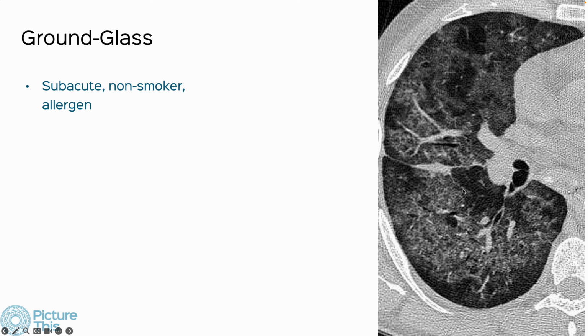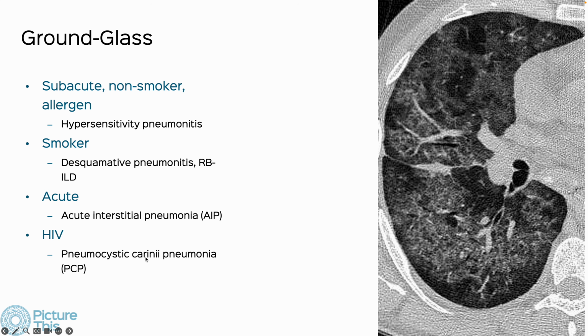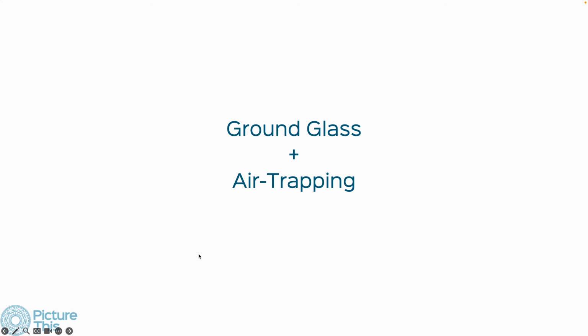Now this same pattern that you see on the right can occur in all of these conditions. So if the patient is subacute non-smoker, it could be hypersensitivity pneumonitis. In a smoker, it can be DIP, RB, ILD. DIP is now called alveolar macrophage pneumonia. Acute could be acute interstitial pneumonia, which is now called acute lung injury, and in a patient who is HIV positive, this would be PCP, PJP.